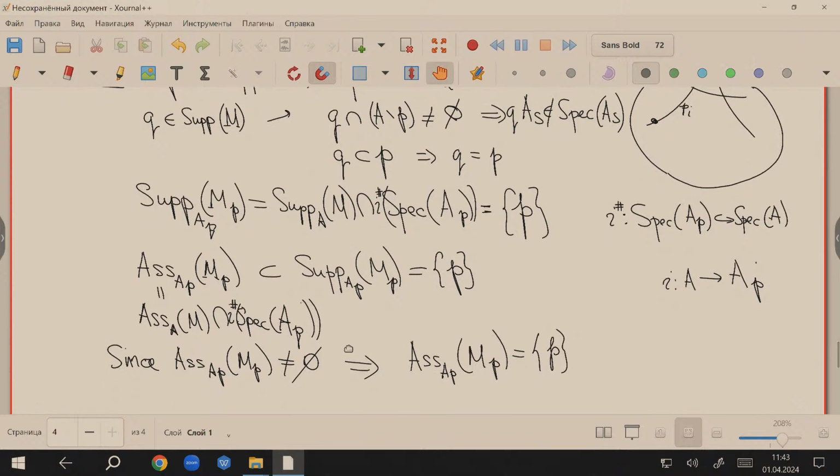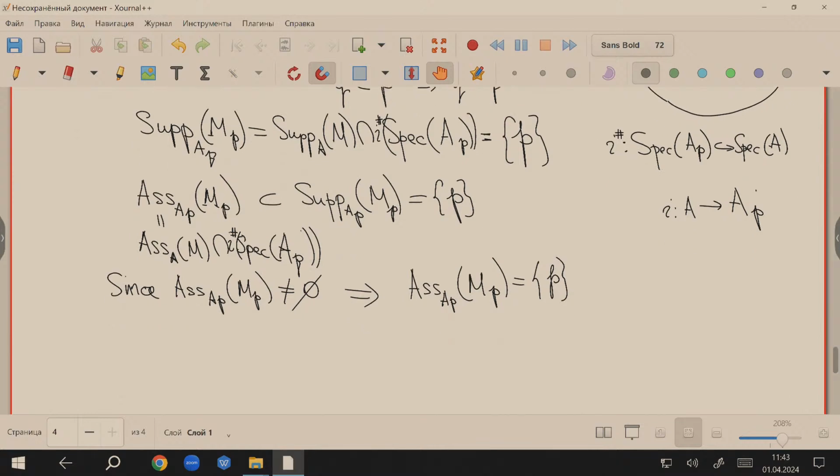And this implies, of course, the following. So this implies that P is the minimal element in the support. The support is the largest set, so we proved that P is inside the set of associated primes. So we have proved that P belongs to the associated primes, and there is a minimal element to that.